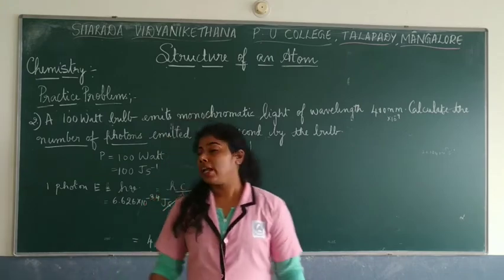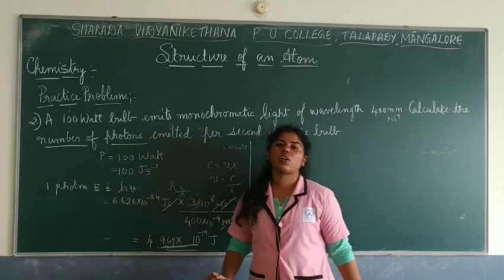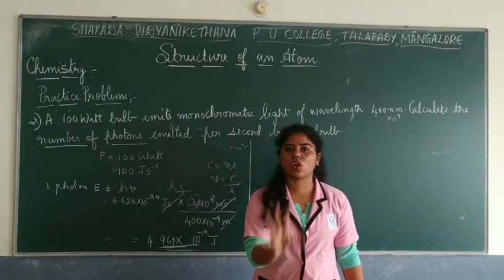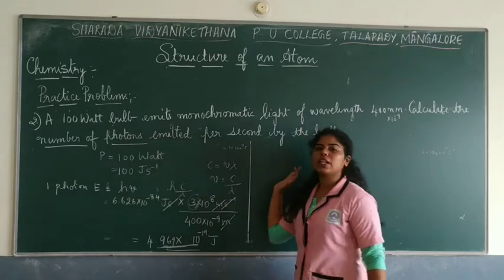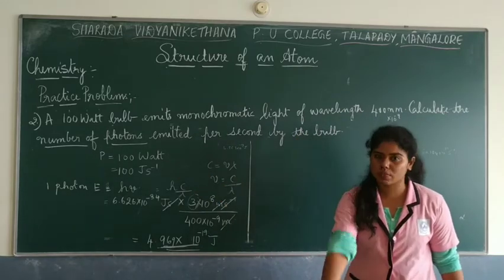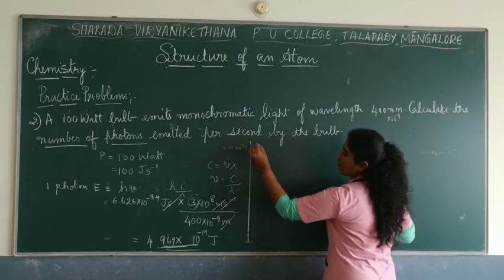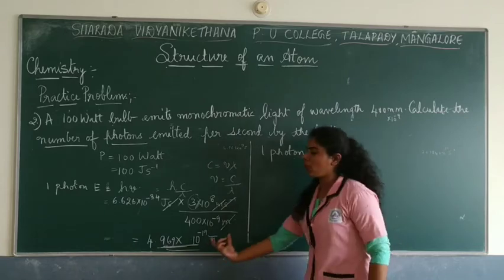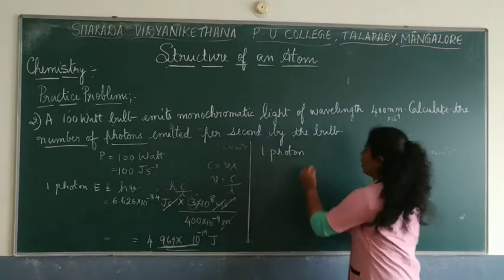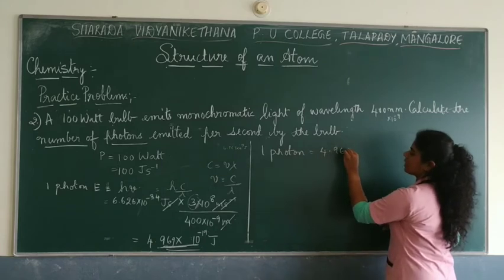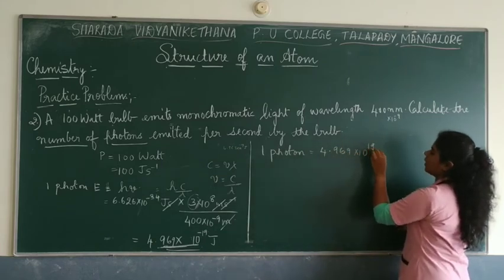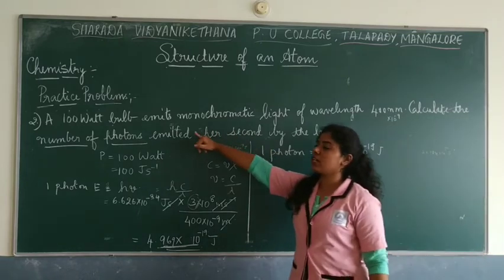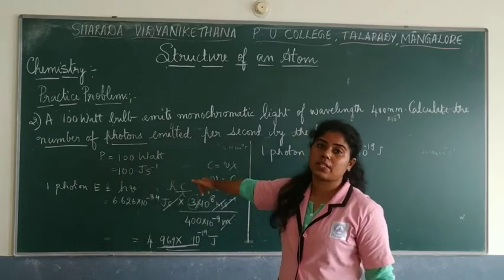Now what you have to do? This is the energy of one single photon which is emitted. But here they have given for 100 joules per second.